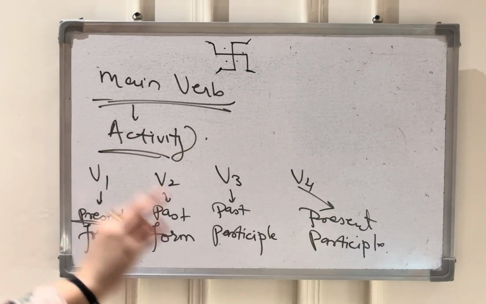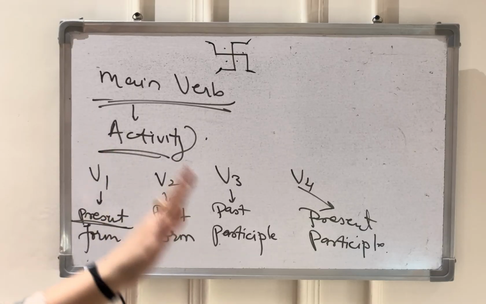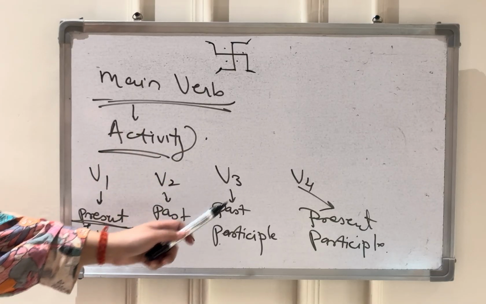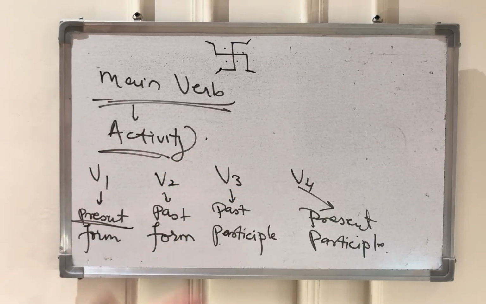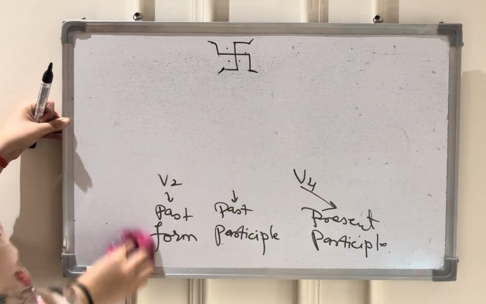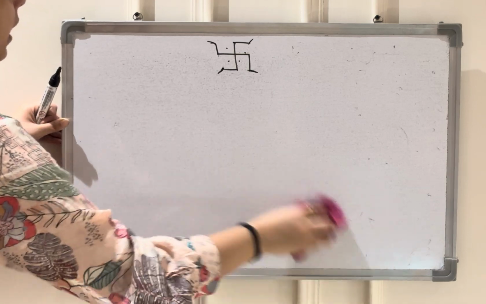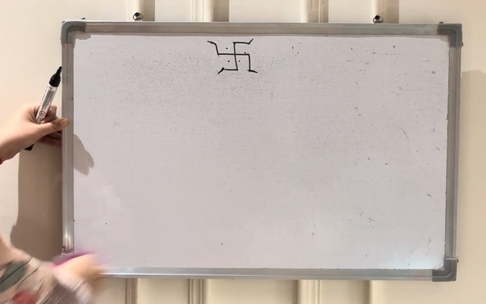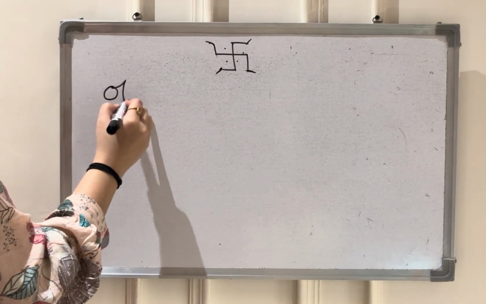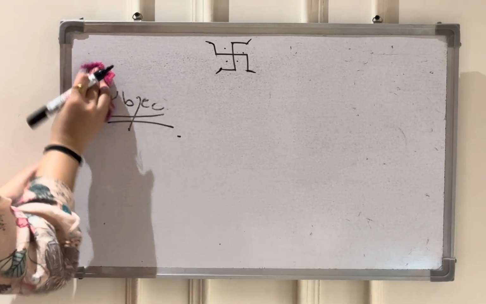V4 will be used with all continuous tenses as well as perfect continuous tenses. Now in perfect continuous tenses, why am I not using V3? Why am I using V4? I will teach you that in the later part of the tenses series. So these are my four types of main verb, main activities, and the remaining is object. Whatever you want to talk about, adjectives, adverbs, prepositions, anything can come in object, and that is the remaining part of the sentence.